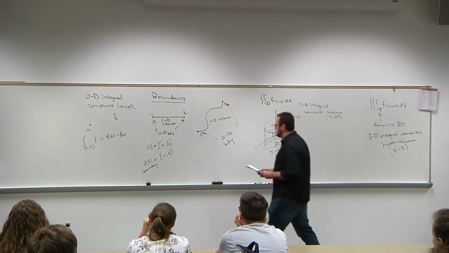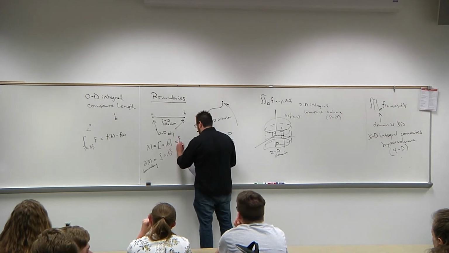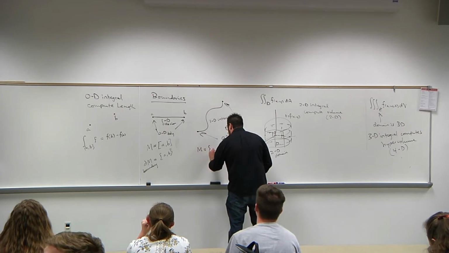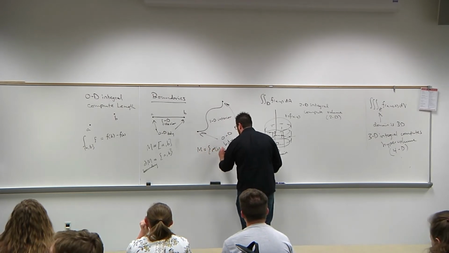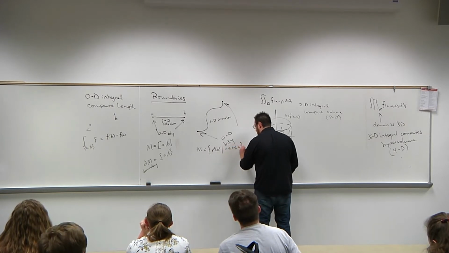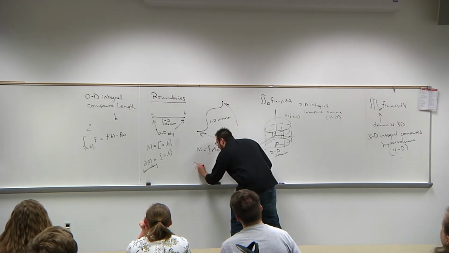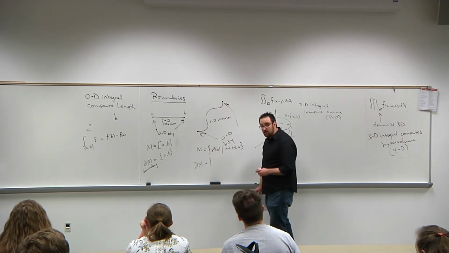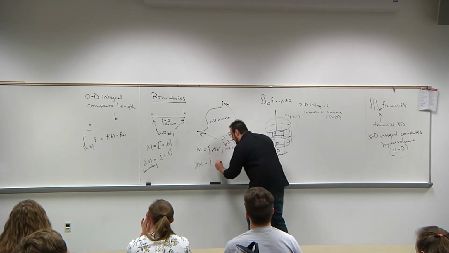That's the boundary. If you want, M is actually the entire parameterized curve, right? Where T ranges from A to B. So in that case, what would the boundary of M be? Is it A and B? It's R of A and R of B.